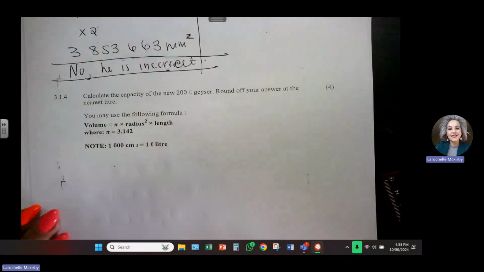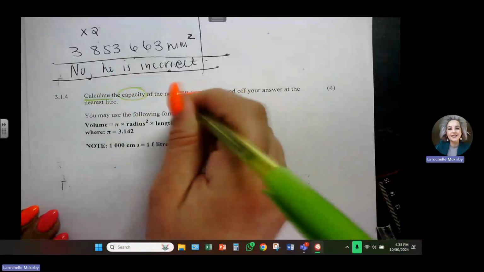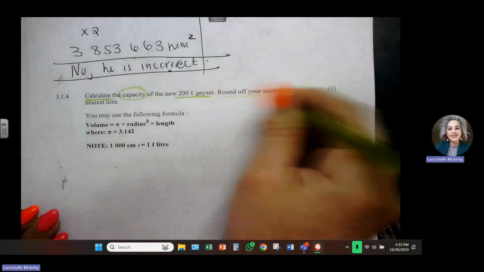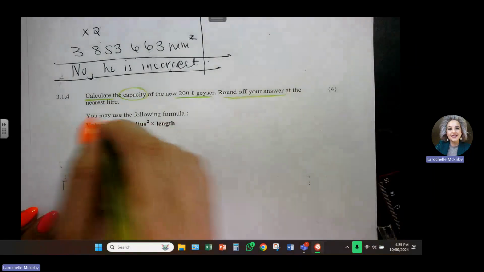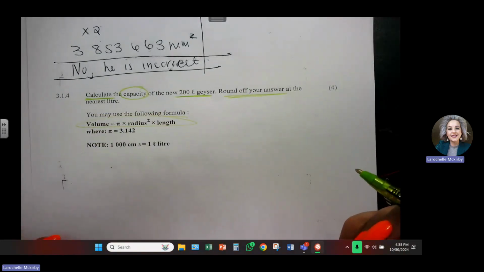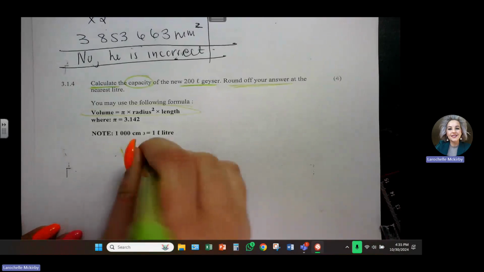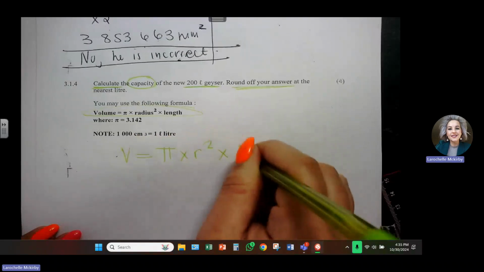3.1.4. Calculate the capacity of the 200-liter geyser. Round off your answer to the nearest liter. And here they are giving me the volume formula just to use. Right, so let's write down. Volume equals pi times radius squared times length.